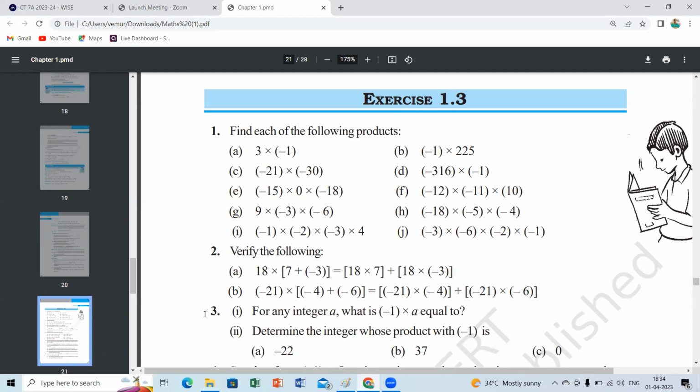G bit, Anubhav. Ma'am, it will be positive 162. Very good. Absolutely correct. H bit for Varshit.